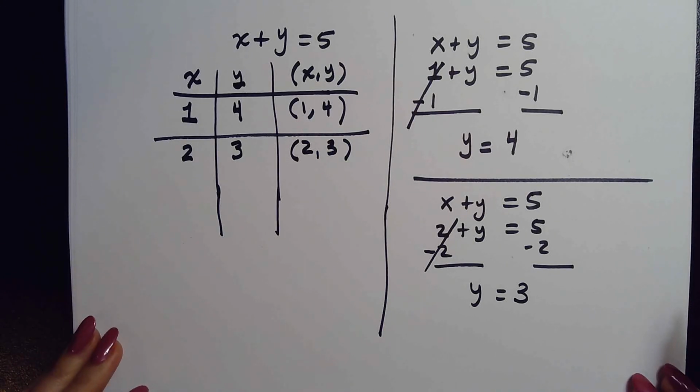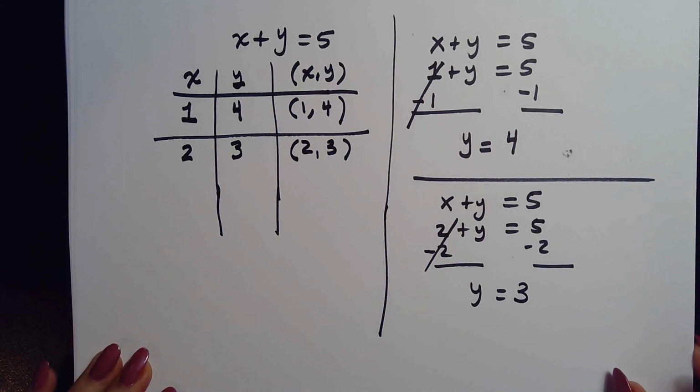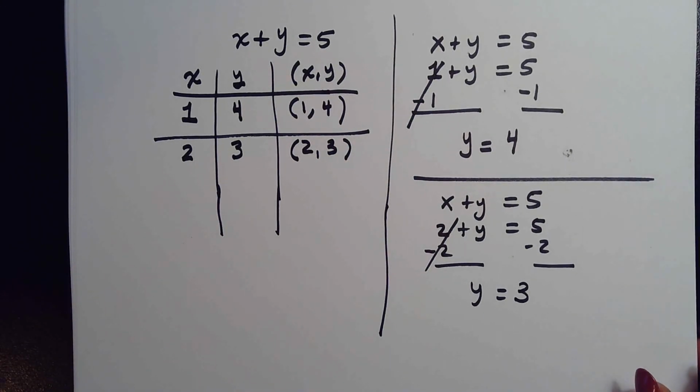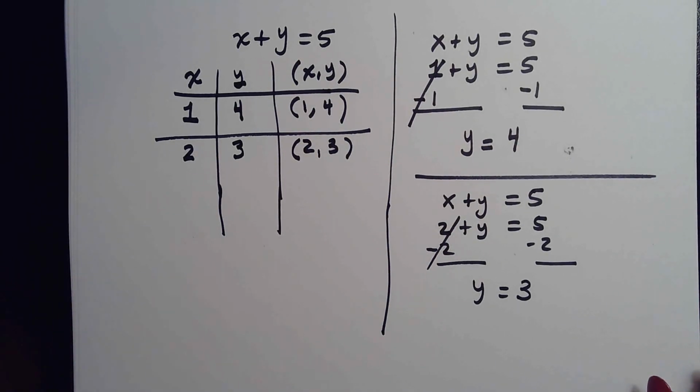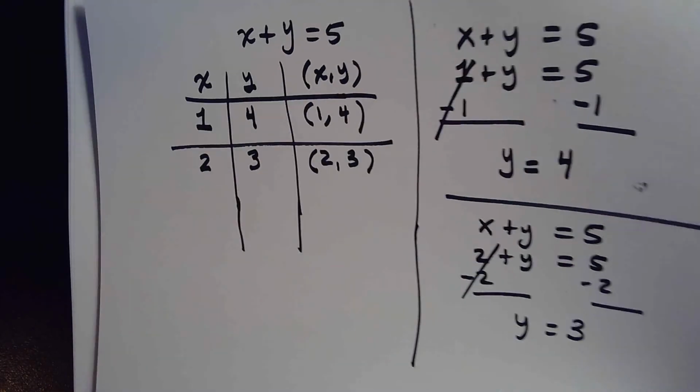So I wanted to show you a different way of doing this, but you should be able to find the x-intercepts and the y-intercepts. So if the problem is asking for the x-intercept or the y-intercept, just find the x-intercept and the y-intercept. So follow the instructions, okay?